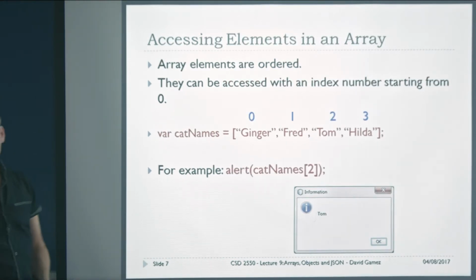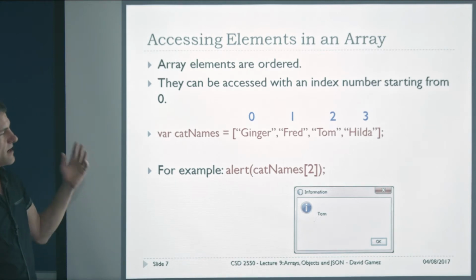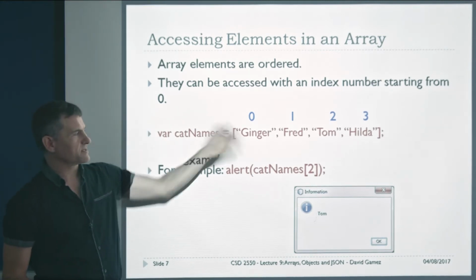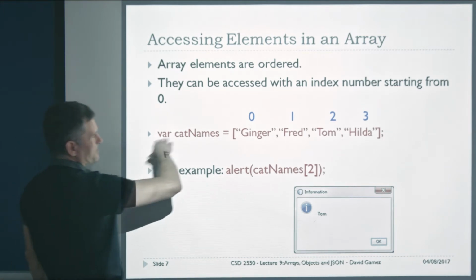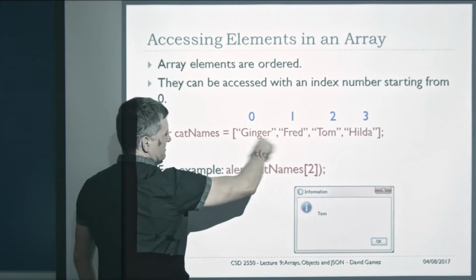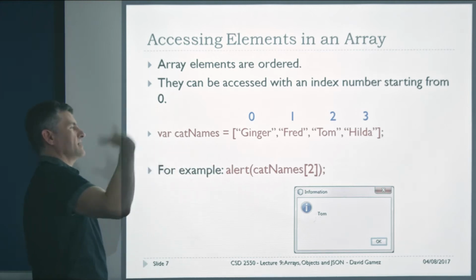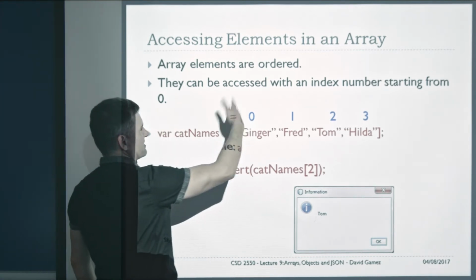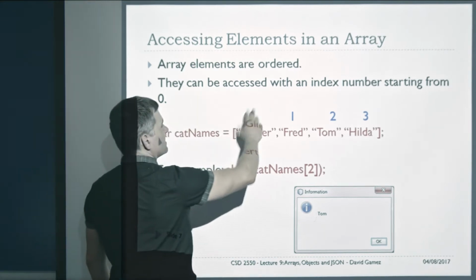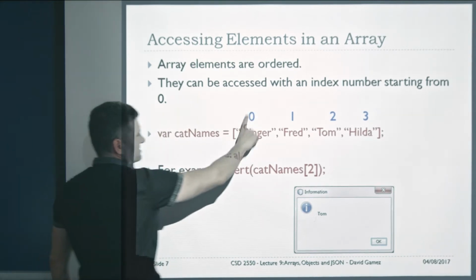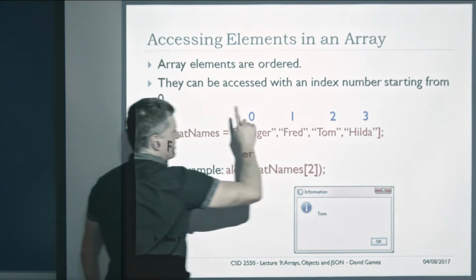Now, to access elements in the array, we just use this index notation, which again you may have come across in other programming languages. So suppose we've got this cat names array here, where the square brackets have 4 items in the array. In most programming languages, array indexes start at 0, rather than 1, for various reasons. So these are the indexes of the items in the array.